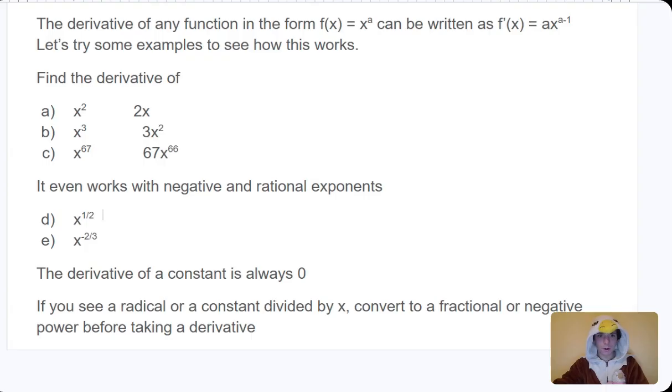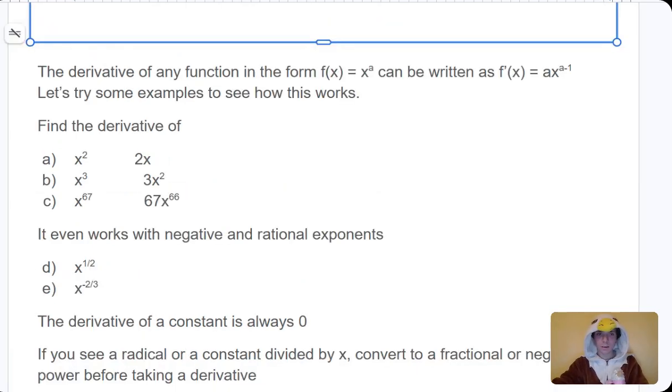And it even works with negative and rational exponents. It doesn't have to be a positive integer. So x to the 1/2, and you might see square root of x. If you see a radical, just convert it to a fractional power. So the square root of x, or x to the 1/2, if you multiply by the 1/2 and subtract 1 from the 1/2, you get 1/2 x to the negative 1/2. And then for x to the negative 2/3, we got negative 2/3 x to the negative 5/3. And the derivative of a constant is always going to be 0.